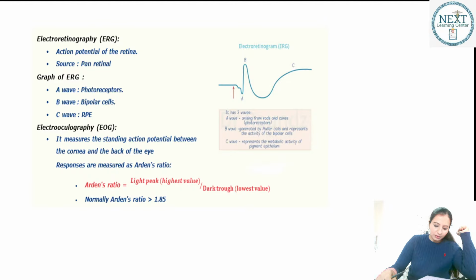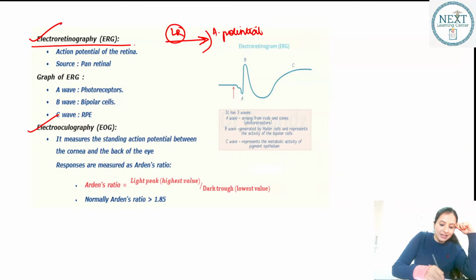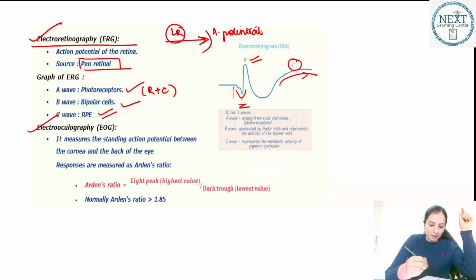Now you have two things, one is ERG, the other is EOG. Whenever light rays fall onto the retina, an action potential is generated. To measure that action potential generated in response to light is what you call ERG. What is the source of ERG? It is pan-retinal. We have three waves. A wave is negative because of photoreceptors, that is your rods and cones. Then you have B wave, a positive wave that occurs because of the bipolar cells. And then you have C wave that occurs because of retinal pigment epithelium.